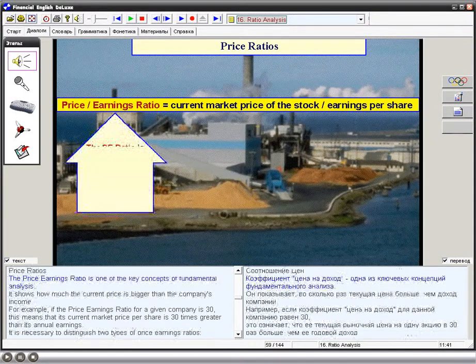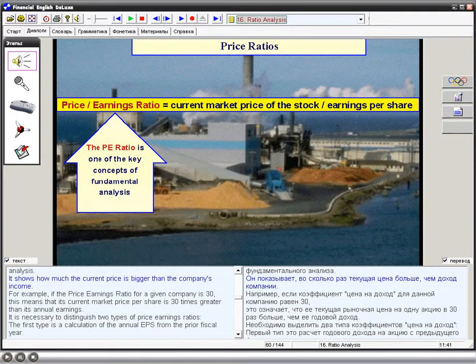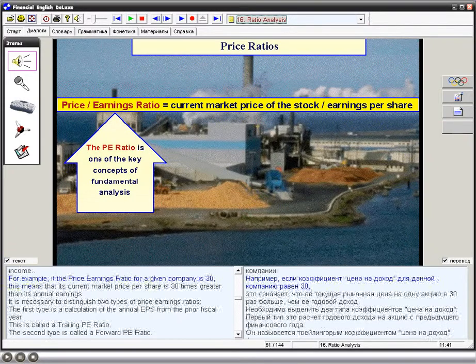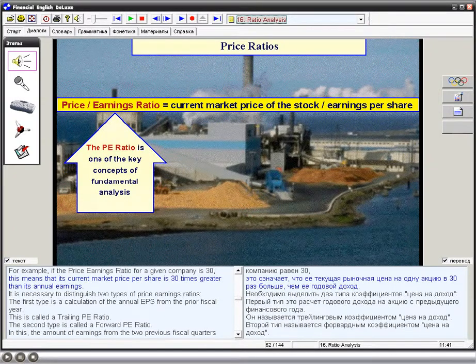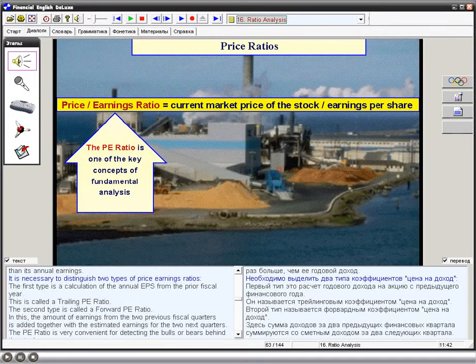The price-earnings ratio is one of the key concepts of fundamental analysis. It shows how much the current price is bigger than the company's income. For example, if the price-earnings ratio for a given company is 30, this means that its current market price per share is 30 times greater than its annual earnings.